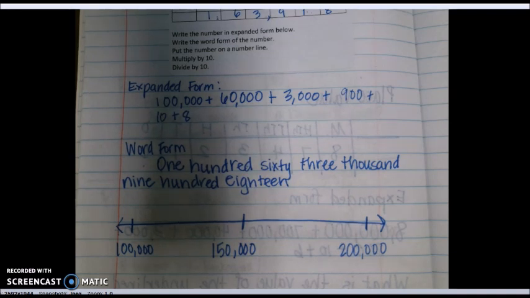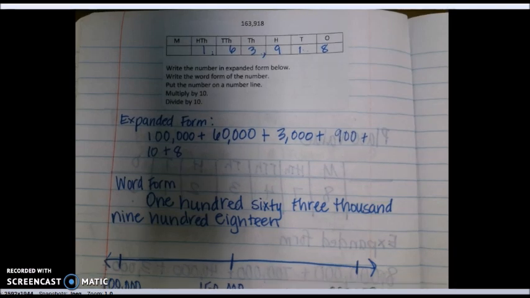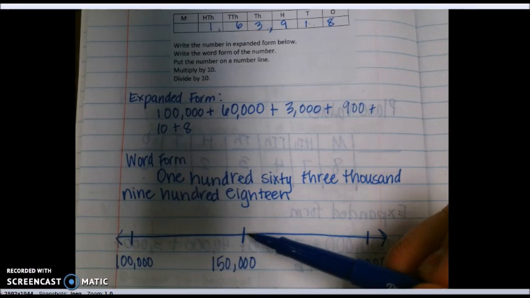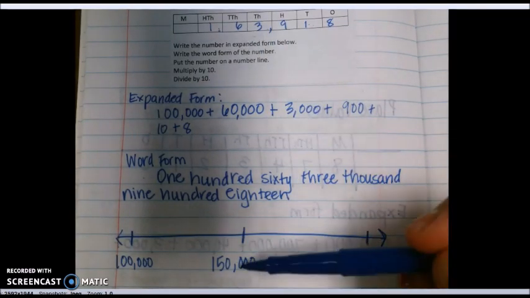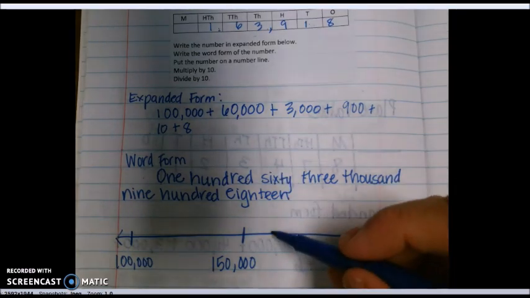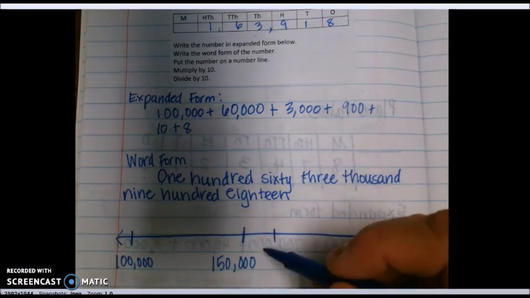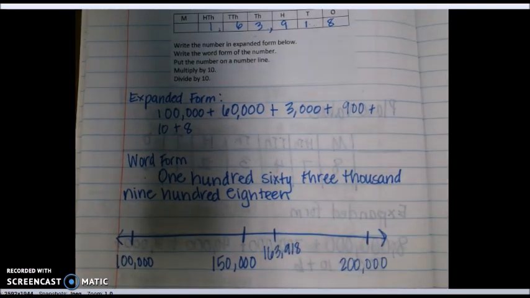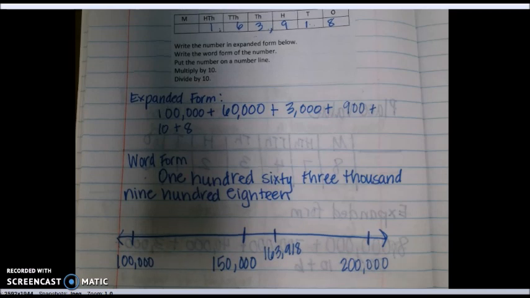So now I'm going to look at this number, 163,918. I know that it's more than 150,000. But when I look at it, if I think of 63, that's closer to 50 than it is to 200. So I'm going to put it about right here. I'm going to guess that 163,918 would be about right there. The reason why I'm having you do this right now is to help your mind get ready for rounding.